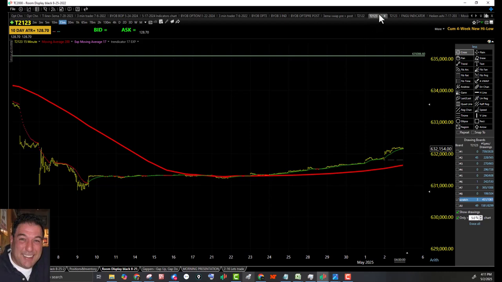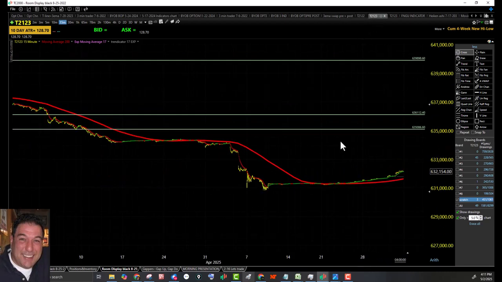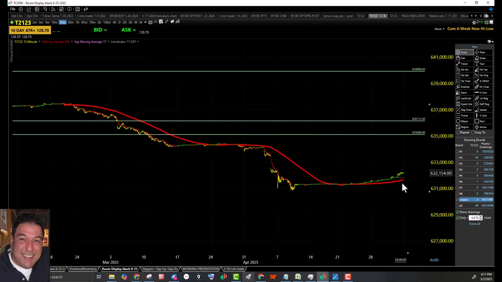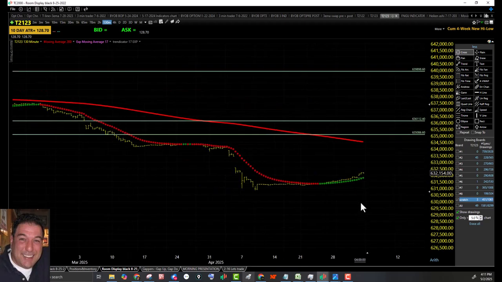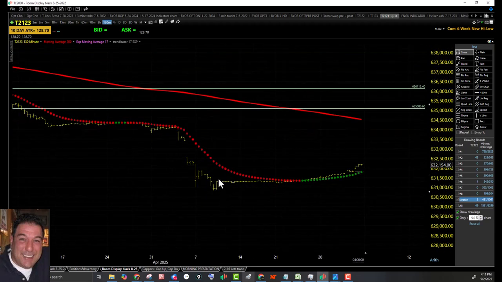T2123. All right, that's the 15-minute chart, on top of the flat 200 SMA right there. Let's take a look at the 3-bar chart. You can see the 3-bar chart. Again, same little mini bull flag inside of a bear flag right here. So we'll see. Notice how the dots turn from red to green.